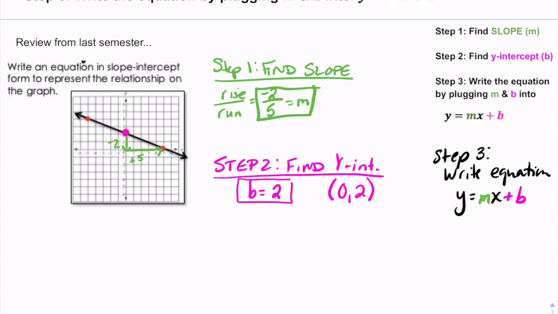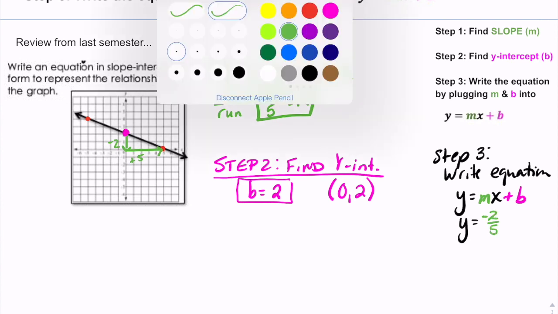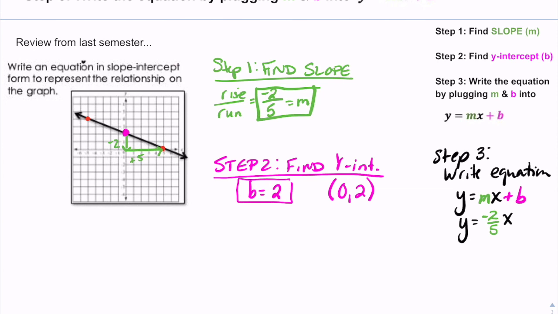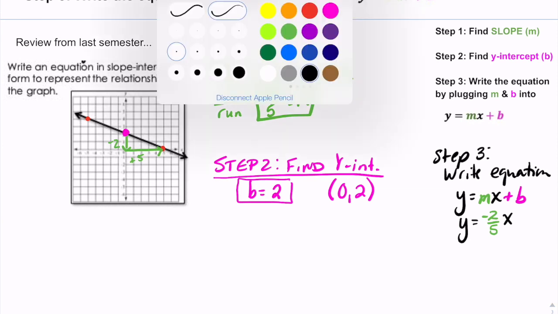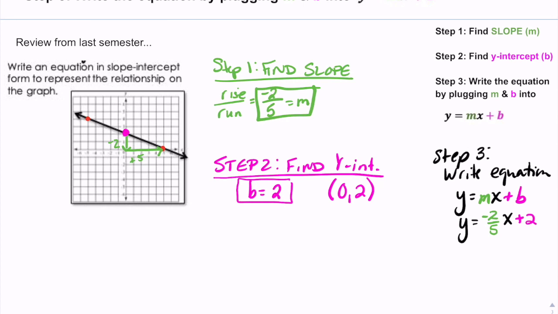So then step 3, write the equation, y = mx + b. When we go to do that, y is equal to, our slope was -2/5, so y = -2/5 x. And then for the b, since the b is a +2, we're going to write +2. Remember, if b had been -2, we would just say y = -2/5 x - 2. So you need to pay attention to what the sign of b is. And so for our final answer, it would be this equation, y = -2/5 x + 2.